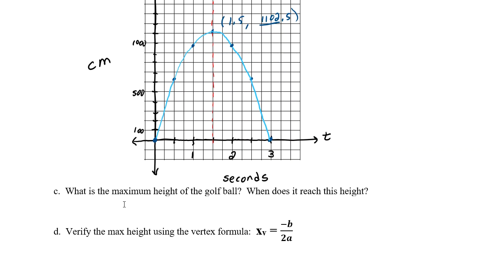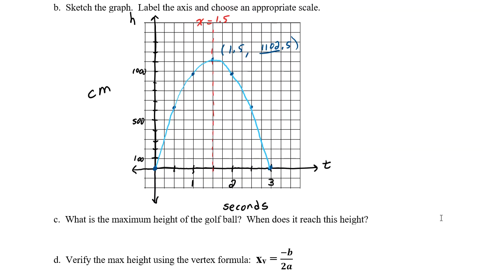All right, so what is the maximum height of the golf ball and when does it reach that height? That's my vertex, right? So we have a max height of 1,102.5 centimeters at t equals 1.5 seconds. And that's my vertex. So whenever you see this maximum or minimum, if the parabola opens downward it will have a maximum, and if it opens upward it will have a minimum value. It's talking about the vertex. It's asking for the vertex.